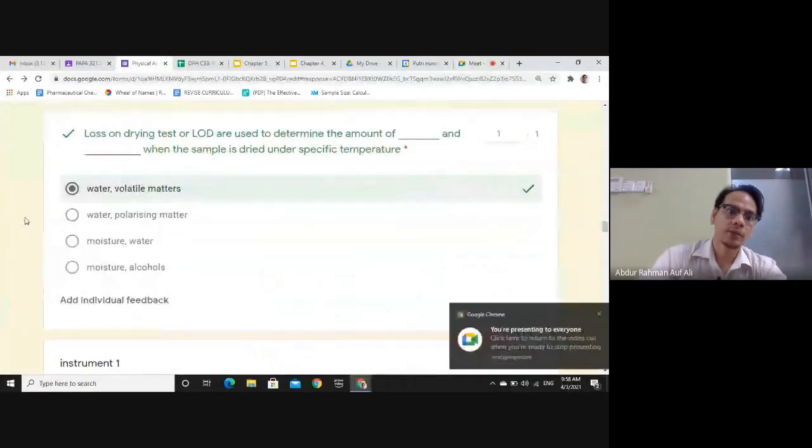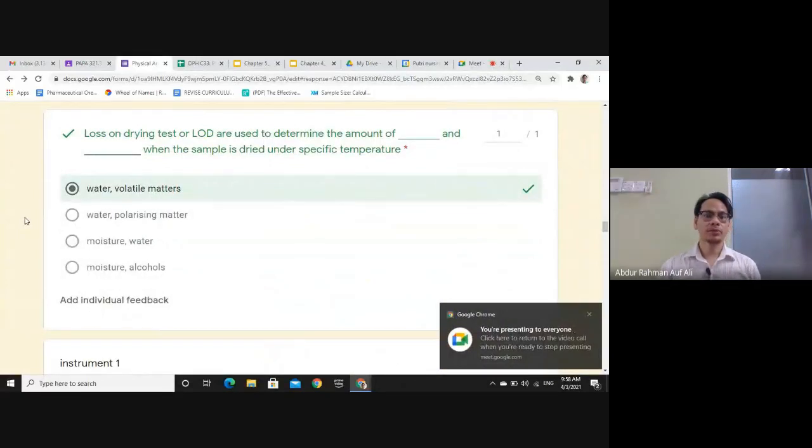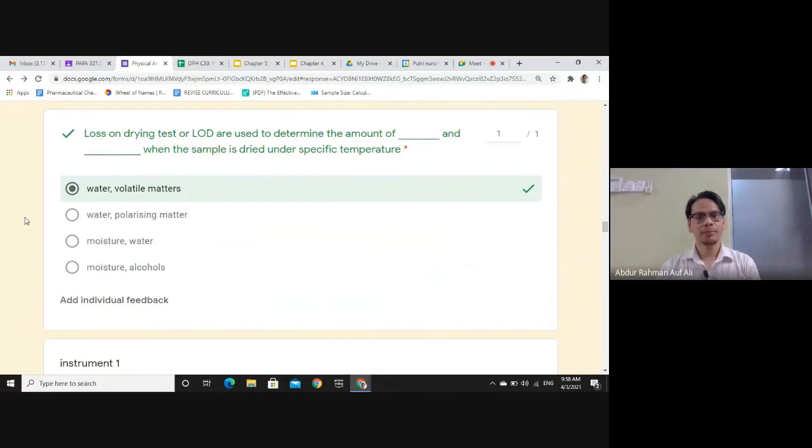Next question, LOD test, loss on drying, are used to determine the amount of what and what when the sample is dried under specific temperature. Jawapannya adalah water dan juga volatile matters. Okay, LOD adalah test yang kita buat untuk kita menentukan jumlah air dan juga bahan-bahan yang boleh meruap yang ada dalam kita punya ubat-ubatan, tablets and capsules.